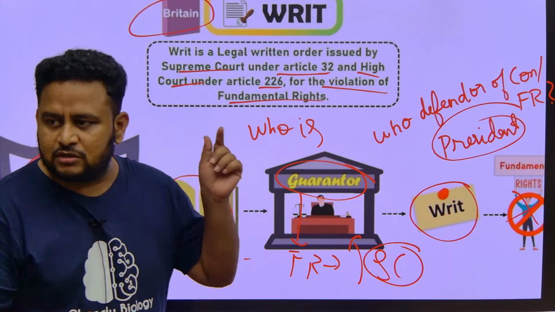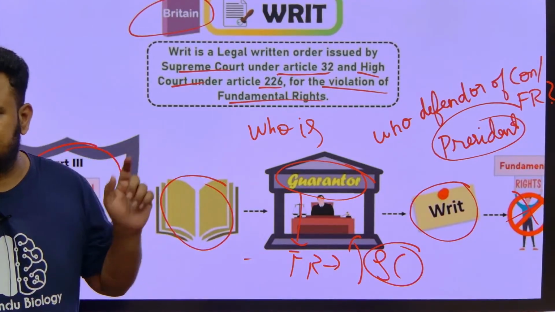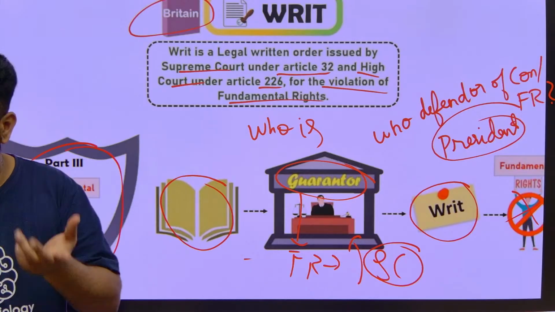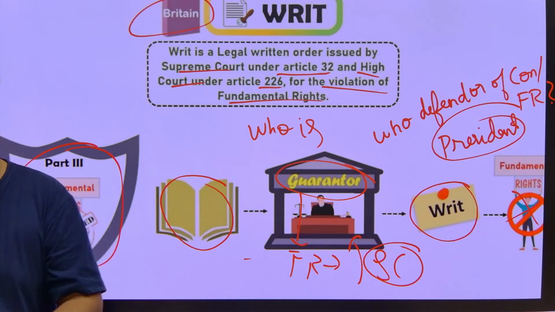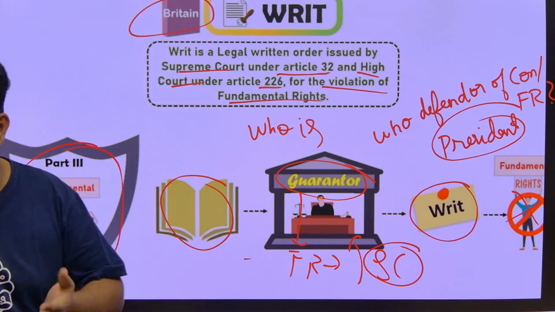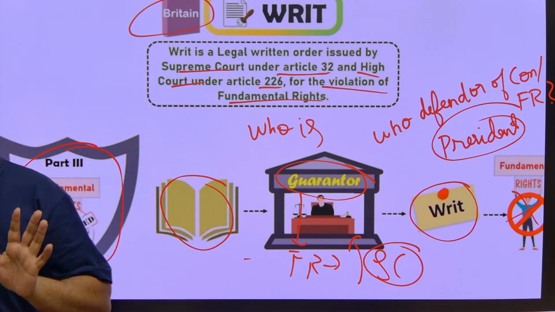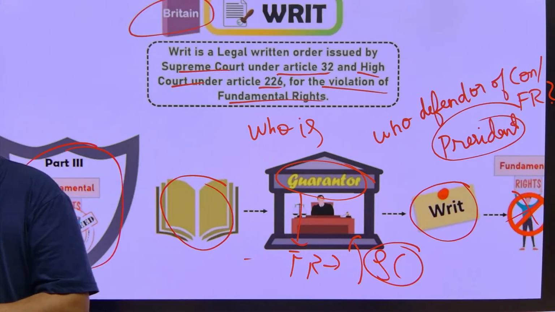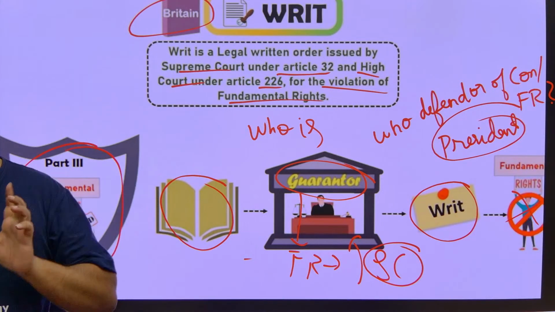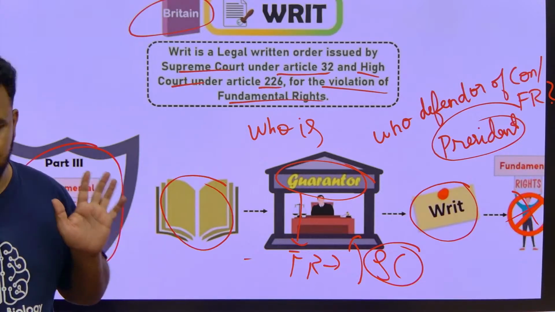So writs were borrowed from the Government of India Act 1935. But the Government of India Act 1935 was put forward by whom? The British itself. That's why in general we say writs are borrowed from Britain. If the options say both Britain and Government of India Act, the answer is Government of India Act. But if they give only Britain, the answer is Britain. Clear? I hope it is clear to all of you.